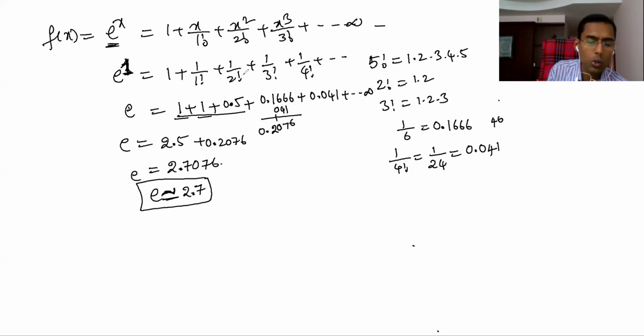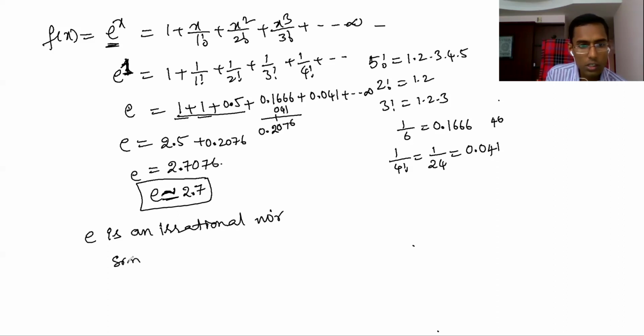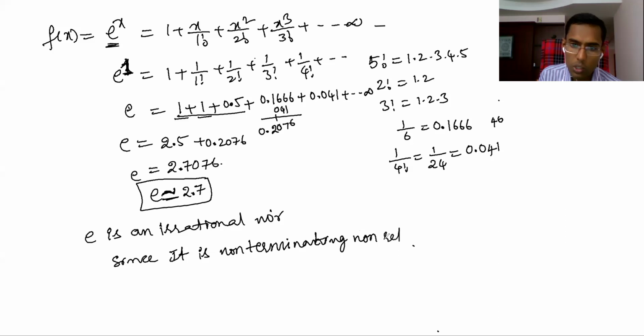What is e? This is an irrational number because this is never ending. Why is it an irrational number? Since it is a non-terminating, non-repeating decimal. Therefore this e is approximately 2.7. It's not an exact value, so it is an irrational number.